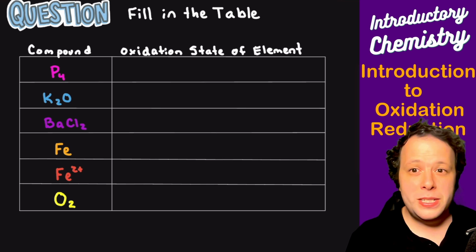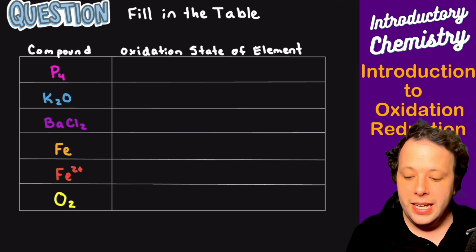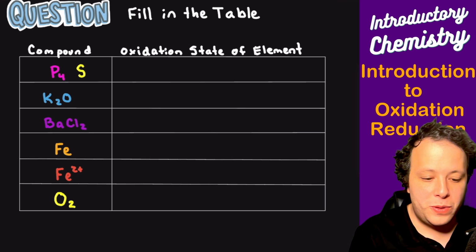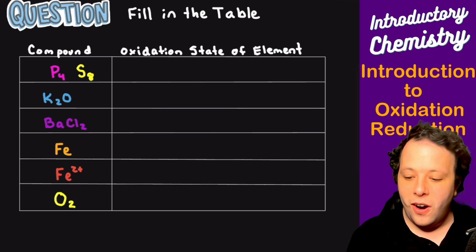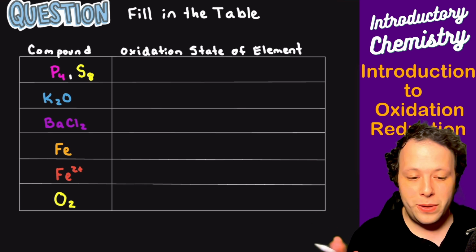So the first one is P4. Now this one I picked because it's a little bit of a strange one. It is actually the natural state of phosphorus. There are some other weird ones you might see as well, like S8, for example, which is the natural state. So other than the diatomics, these are some other ones.